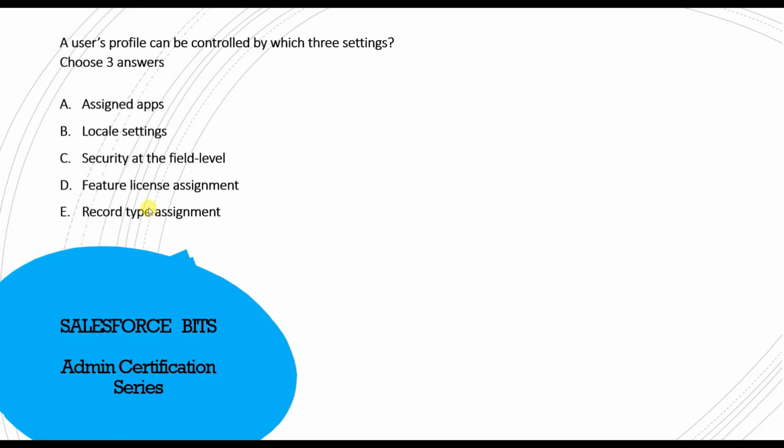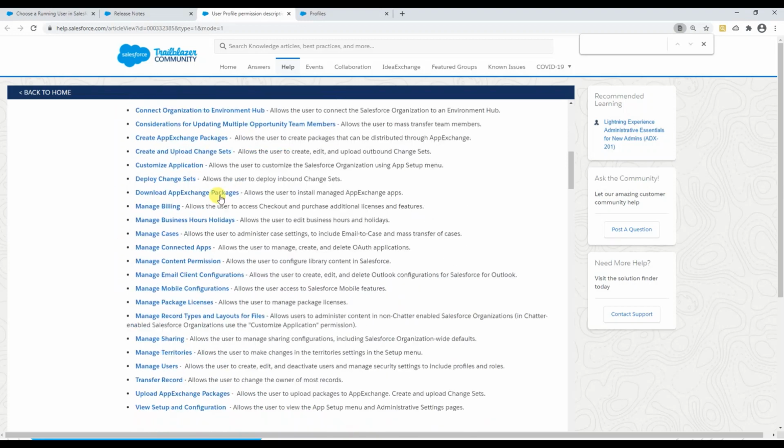So the three answers are assigned apps, security at the field level, and record type assignment. ACE is the right answer. So let me take you to this reference.